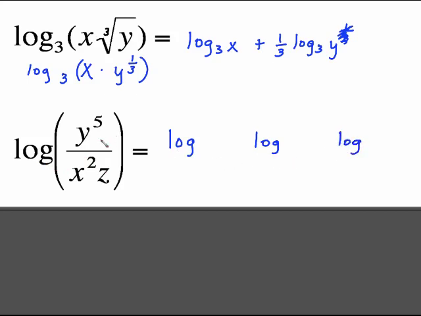Then I have to decide up and down. This y to the 5th is up, so it's positive. This x squared came from the bottom, therefore it's a minus. The z came from the bottom, therefore it's a minus. The only thing is now, I still have these powers to deal with, so wipe out that 5, bring it down in front to make it become a coefficient. Wipe out the 2, bring it down to become a coefficient.